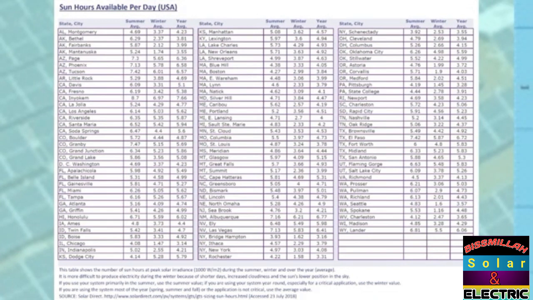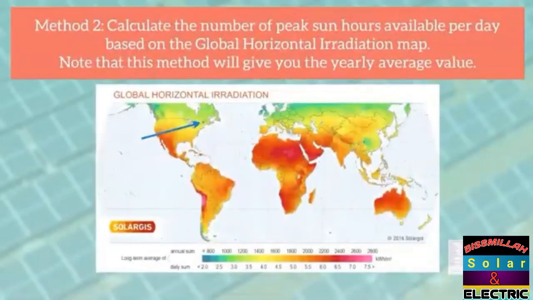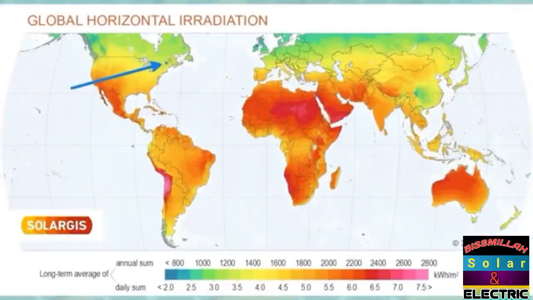In the second method, you calculate the number of peak sun hours available per day based on the global horizontal irradiation map. However, note that this method will give you the yearly average value. Let's look at an example. Here is the global horizontal irradiation, or GHI map. Remember that this map shows us the energy available at a solar irradiation of 1000 watts per meter squared, both on a daily basis and an annual basis.